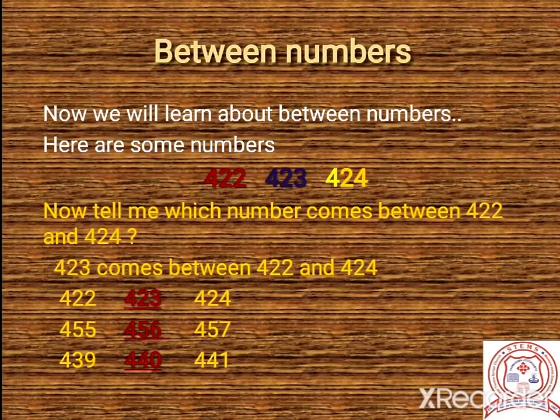Similarly, after 455 comes 456 and before 457 comes 456. Now what comes between 439 and 441? After 439 comes 440. Before 441 comes 440. So the between number will be 440.